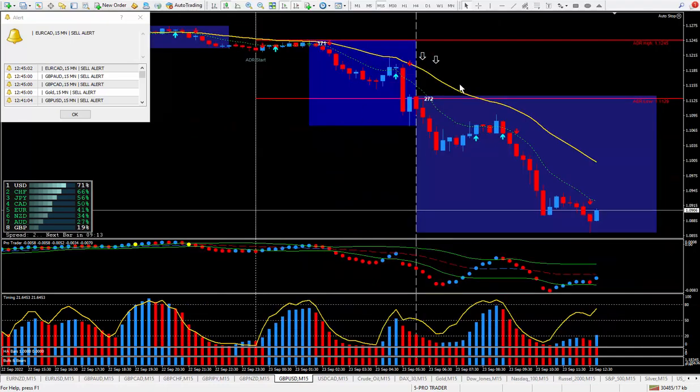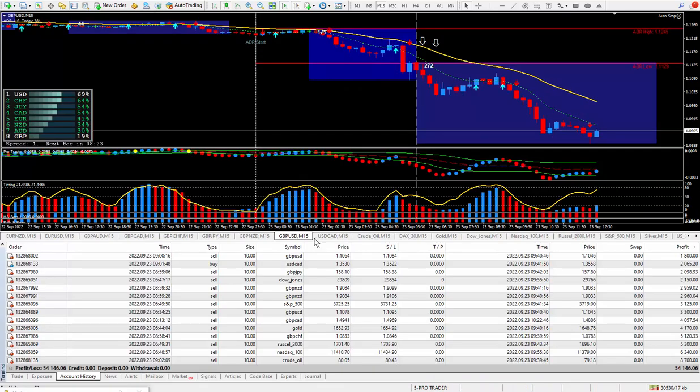So keep in mind that these arrows are part of the super signal. If you have it, you'll get an audio alert and a pop-up box telling you all this information. So now we can get into these trades.